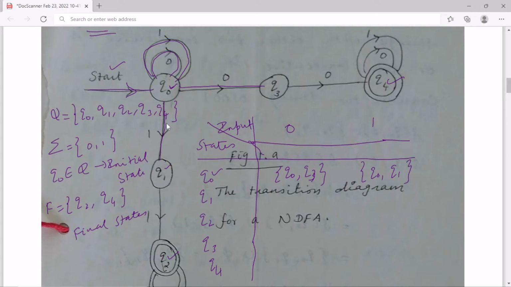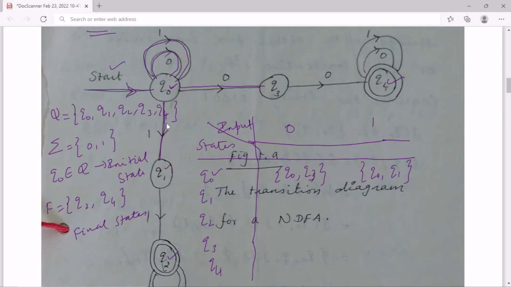So this is the only difference between NFA and DFA. In case of DFA, by reading an input alphabet, you can have only a unique next state. Either it may be Q0 or Q3, something like that. But in case of NFA, we can have more possibilities.